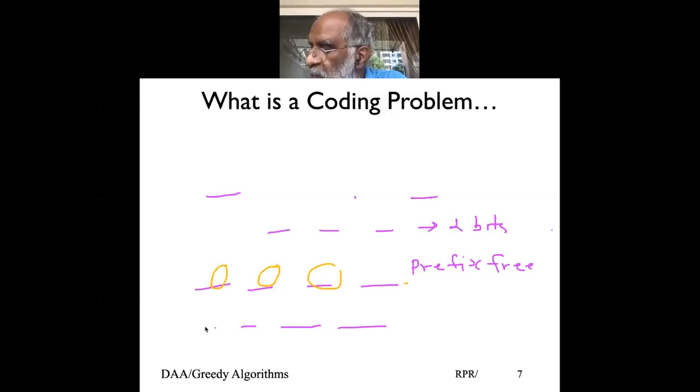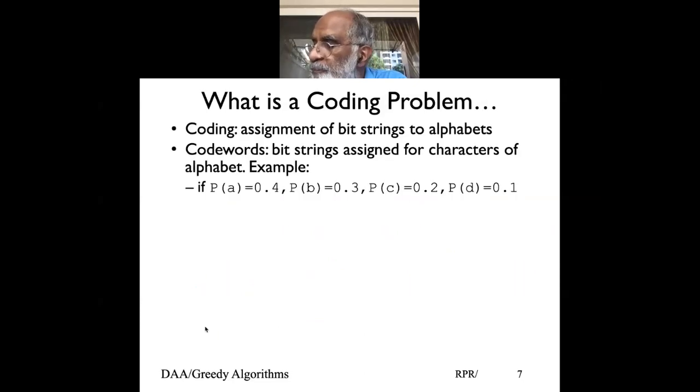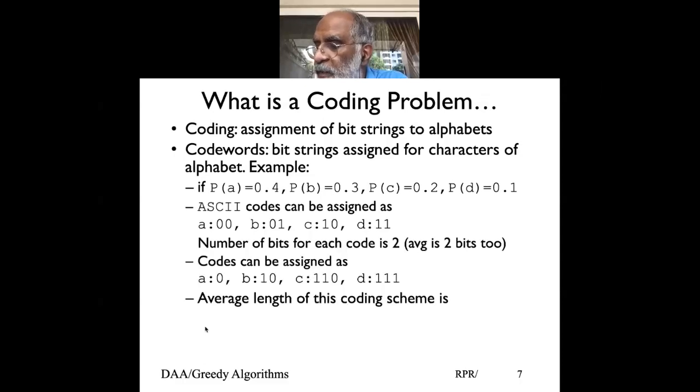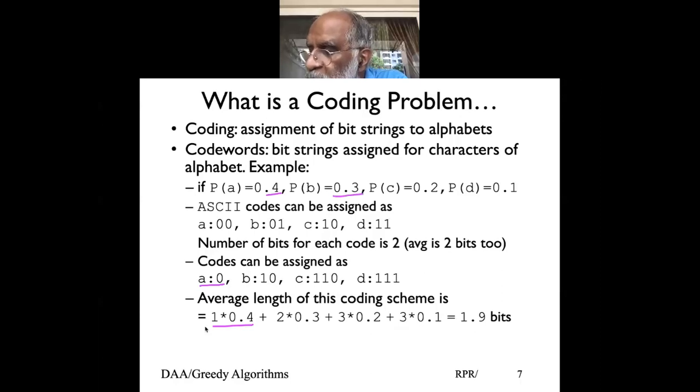I think I made a mistake. Let me do that again. If we look at the size of A, it is 1 bit, probability of 0.4, so the average is 1 into 0.4. B has probability of 0.3, size of B is 2, so 2 into 0.3. Size of C is 3, probability of C is 0.2, so 3 into 0.2, and D is size 3, probability of 0.1, 3 into 0.1, and my average happens to be 1.9 bits.